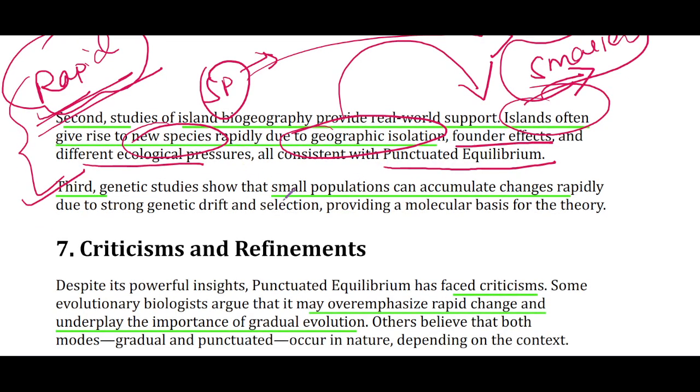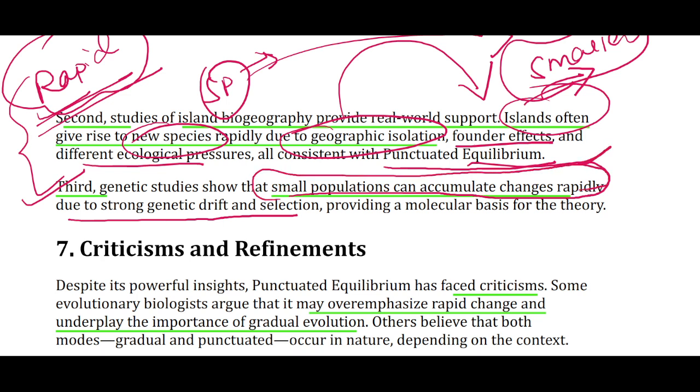And finally, genetic studies show that small populations can accumulate changes rapidly due to strong genetic drift and selection. And now small population में अगर genetic changes हो रहे हैं that too rapidly, then this thing needs a clear observation. क्योंकि phyletic gradualism के according changes जो हैं वो large population के अंदर slowly accumulate होने चाहिए, but smaller population के अंदर changes accumulate हो रहे हैं. Then it means that smaller populations are hit by strong selective pressures, and such studies provide a molecular basis for this theory.